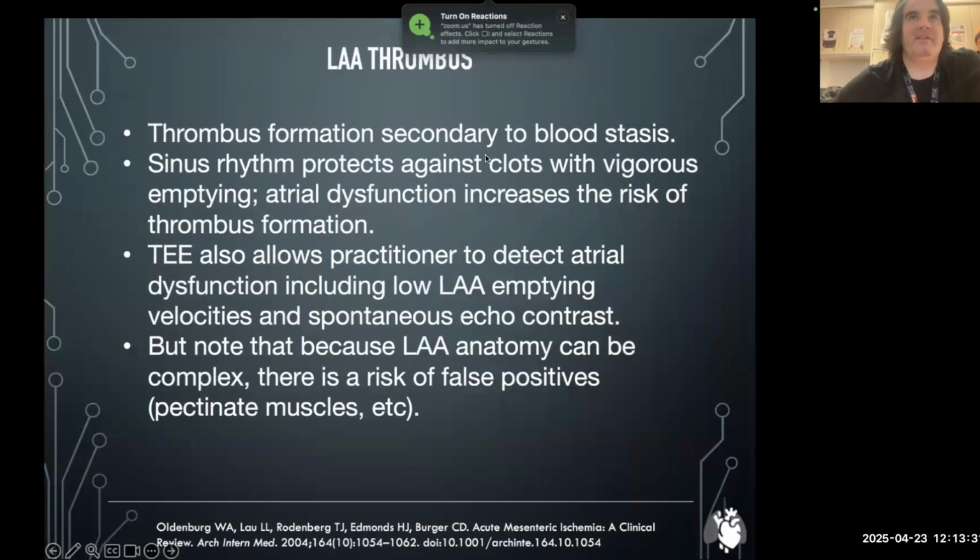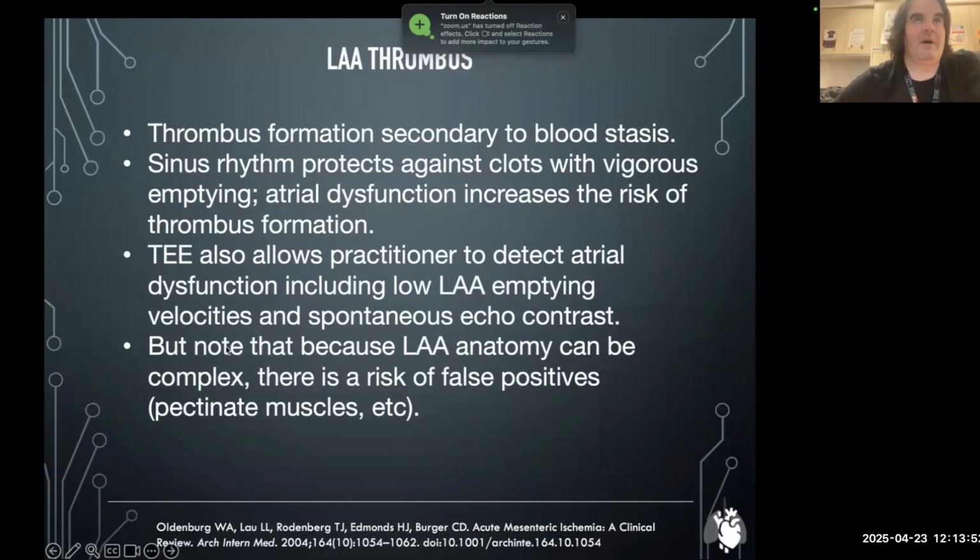And of course, this happens because of blood stasis. So sinus rhythm is what protects against clots. It empties well. And atrial dysfunction increases the risk of thrombus formation. So TEE allows practitioners to detect atrial dysfunction, like I mentioned, issues with low left atrial appendage emptying velocities and spontaneous contrast. But again, this can be complex.